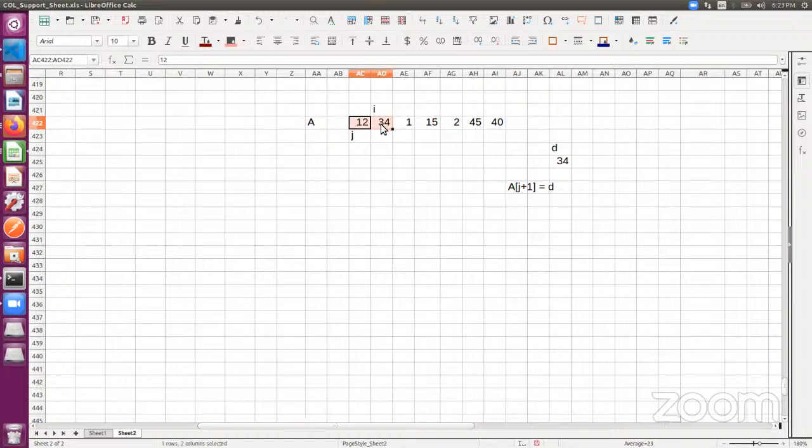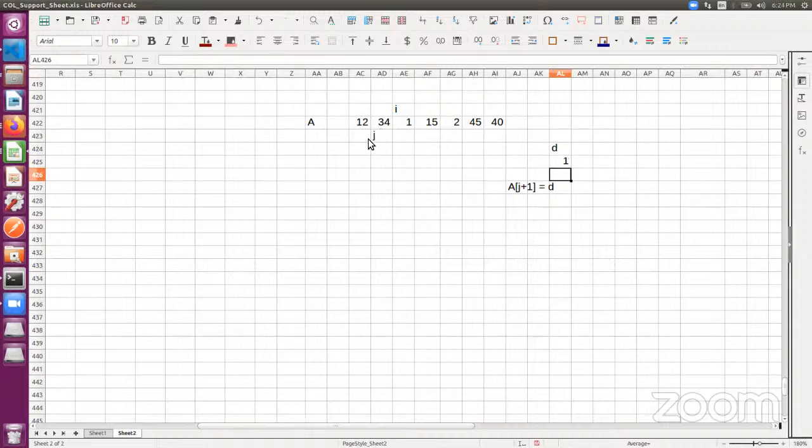Now I got a sorted array. 12 and 34 is a sorted array. Now I goes to the next position, and j will start from the I minus 1th location and go till the beginning. Now what is d? The new value of d is 1. So now I have to check where this 1 should be inserted in this sorted array. In this sorted array, I'm going to insert 1. So now A of j is compared with d. d is less than A of j.